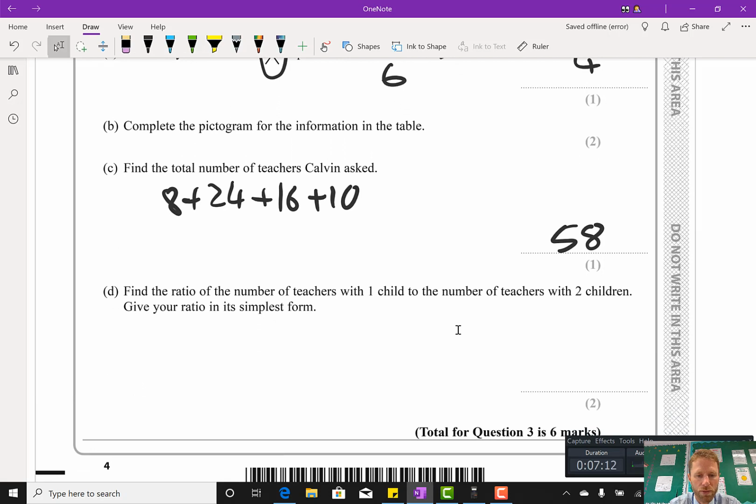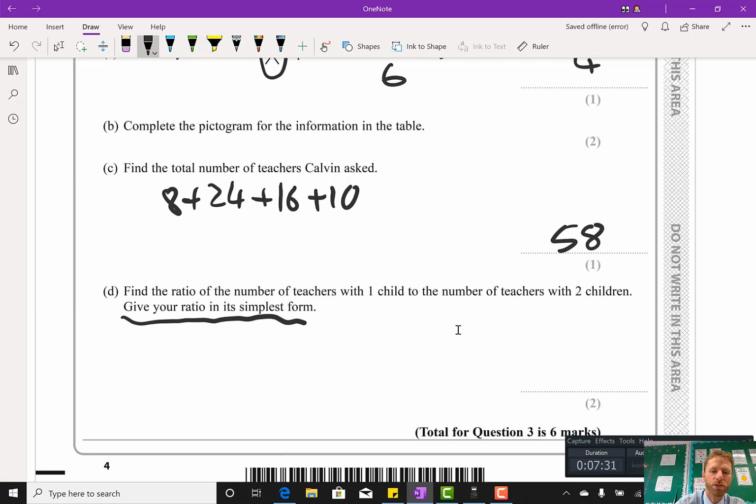Find the ratio of the number of teachers with 1 child to the number of teachers with 2 children. Give your ratio in its simplest form. So I've got 2 pieces of information there. Firstly, find a ratio, and secondly, I must remember to do this to get all the marks on the question. So find the ratio of number of teachers with 1 child to the number of teachers with 2 children.